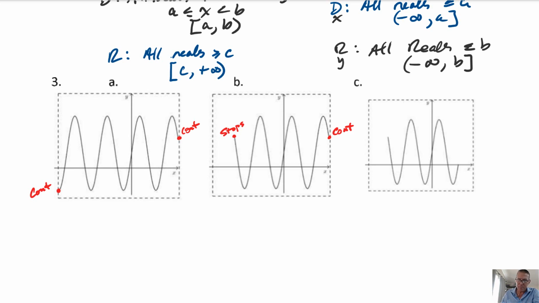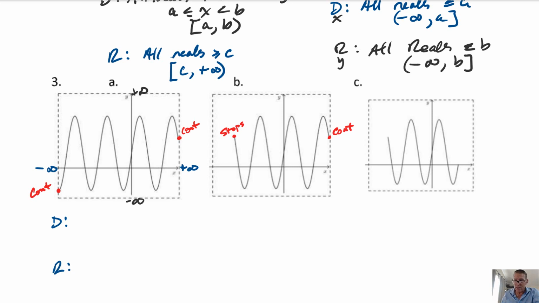So on this one here, I noticed that on the x-axis we have negative infinity to the left and positive infinity to the right. Up on the y-axis, we've got positive infinity going up, and negative infinity going down. So let's see what's going on here.